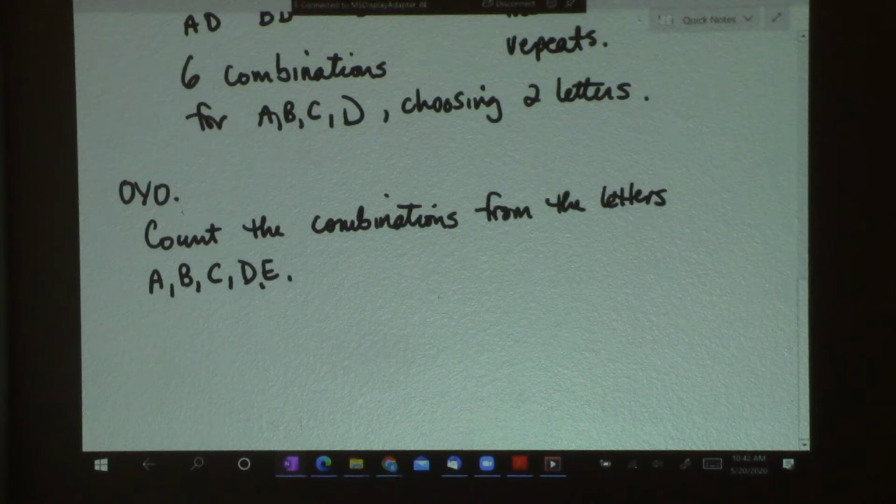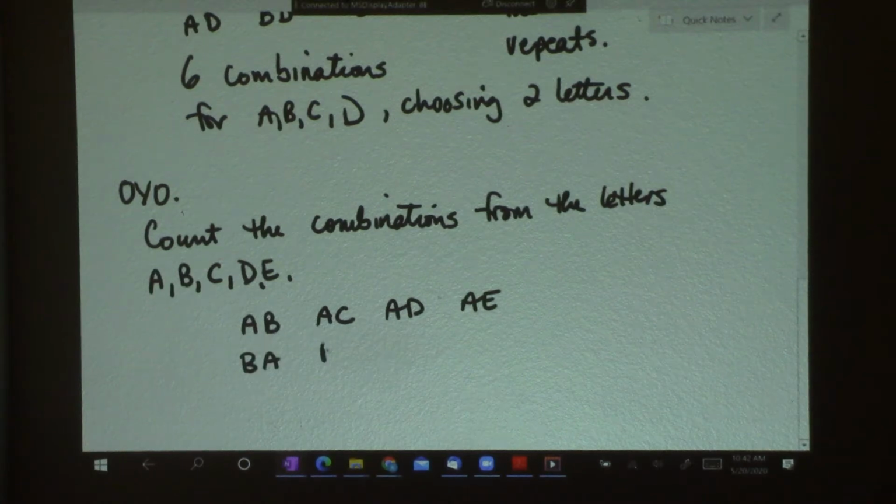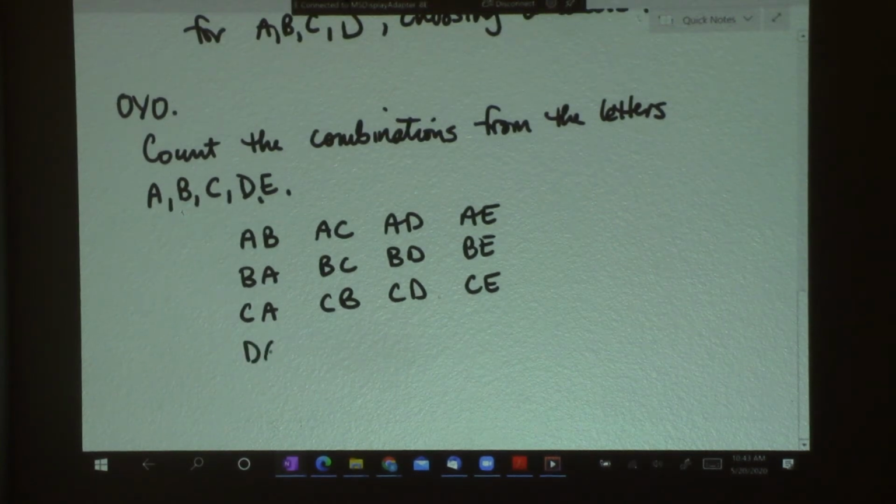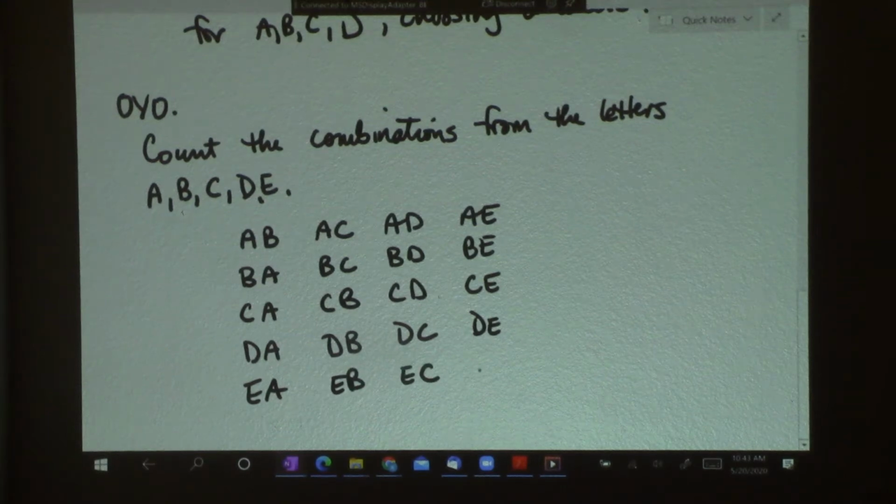Okay, so let's write all these out. I have AB, AC, AD, and AE. And then for B, I have BA, BC, BD, and BE. And for C, I have CA, CB, CD, and CE. And D, DB, DC, and DE. And finally EA, EB, EC, and ED.